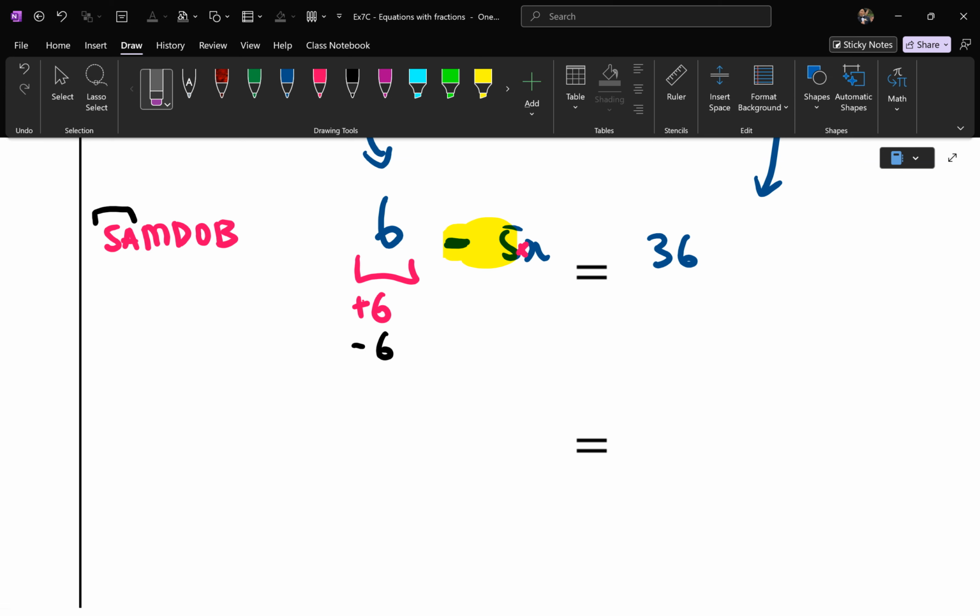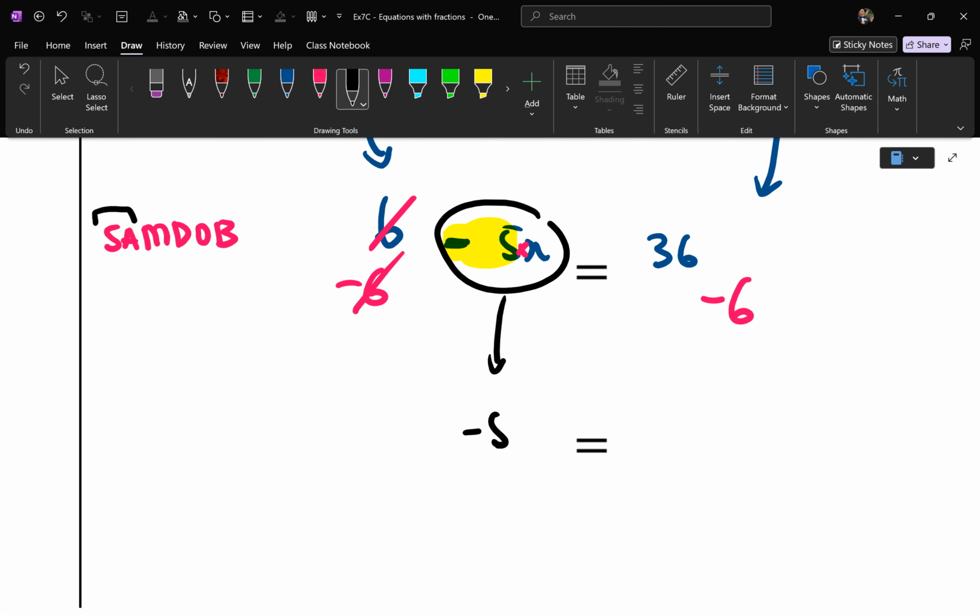Well, whatever you do to one side, do to the other. So if I minus 6 on one side, I need a minus 6 on that side too. 6 take away 6 cancels out to be 0. What's left over? I have negative 5x is equal to 36 take away 6, which is 30. And remember, what's between the 5 and the x? It's a times, but this is a negative 5. So times by negative 5.